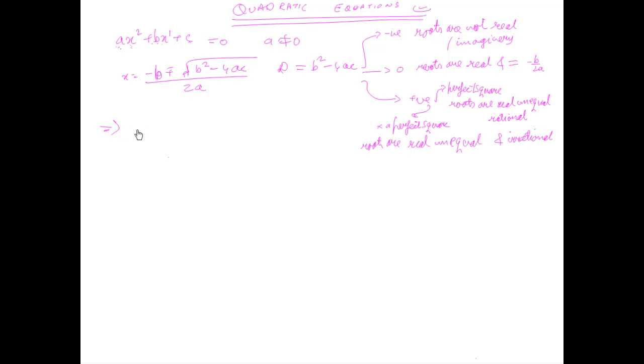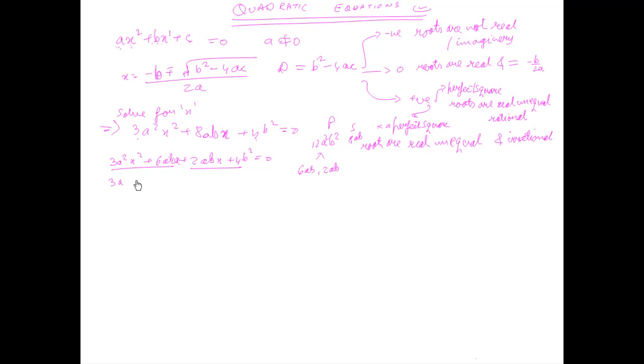Question says, solve for x: 3a squared x squared plus 8abx plus 4b squared is equal to 0. The method goes, children, the product is 12a squared b squared, the sum is 8ab. The numbers are 6ab and 2ab, because that gives you 12a squared b squared, and they add up to give you 8ab. So that's 3a squared x squared plus 6ab plus 2ab x, plus 4b squared is equal to 0.